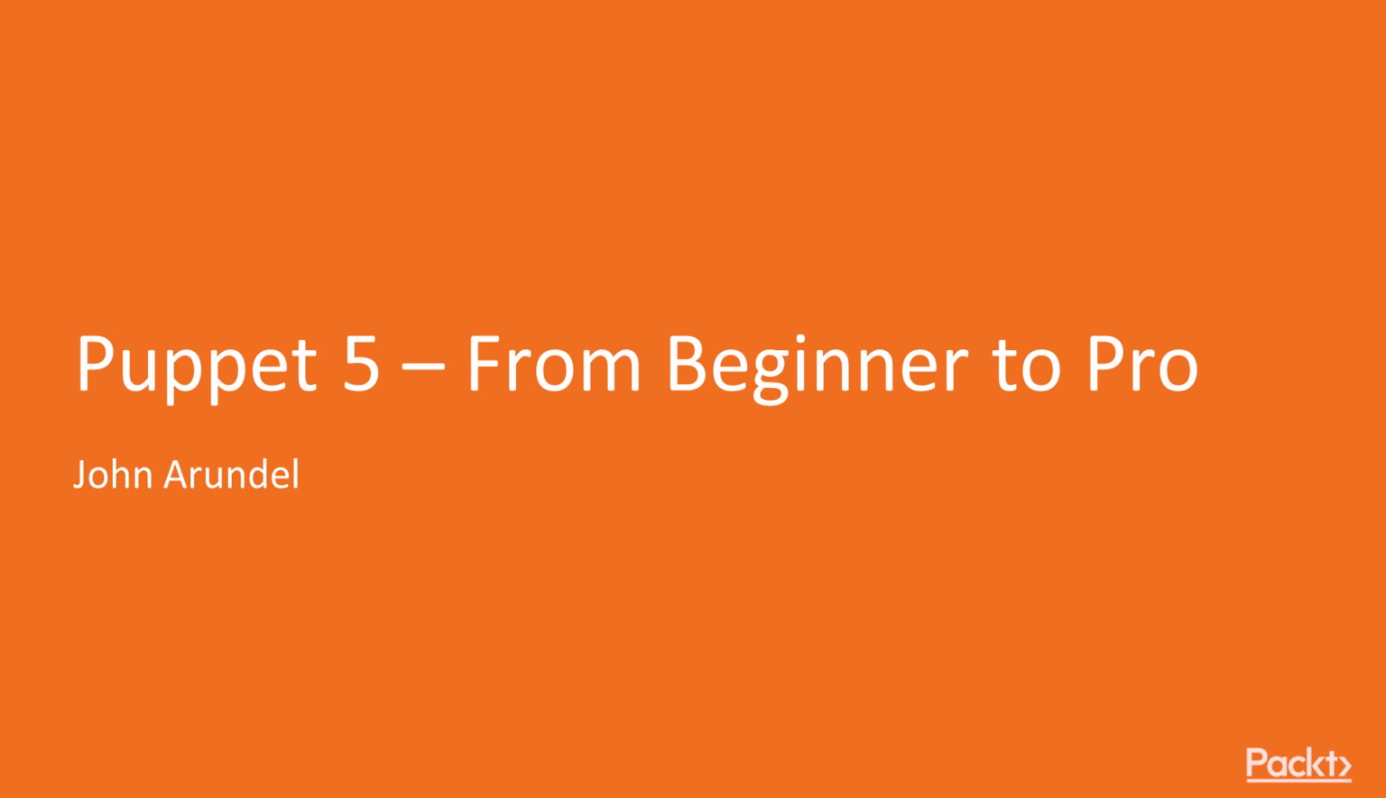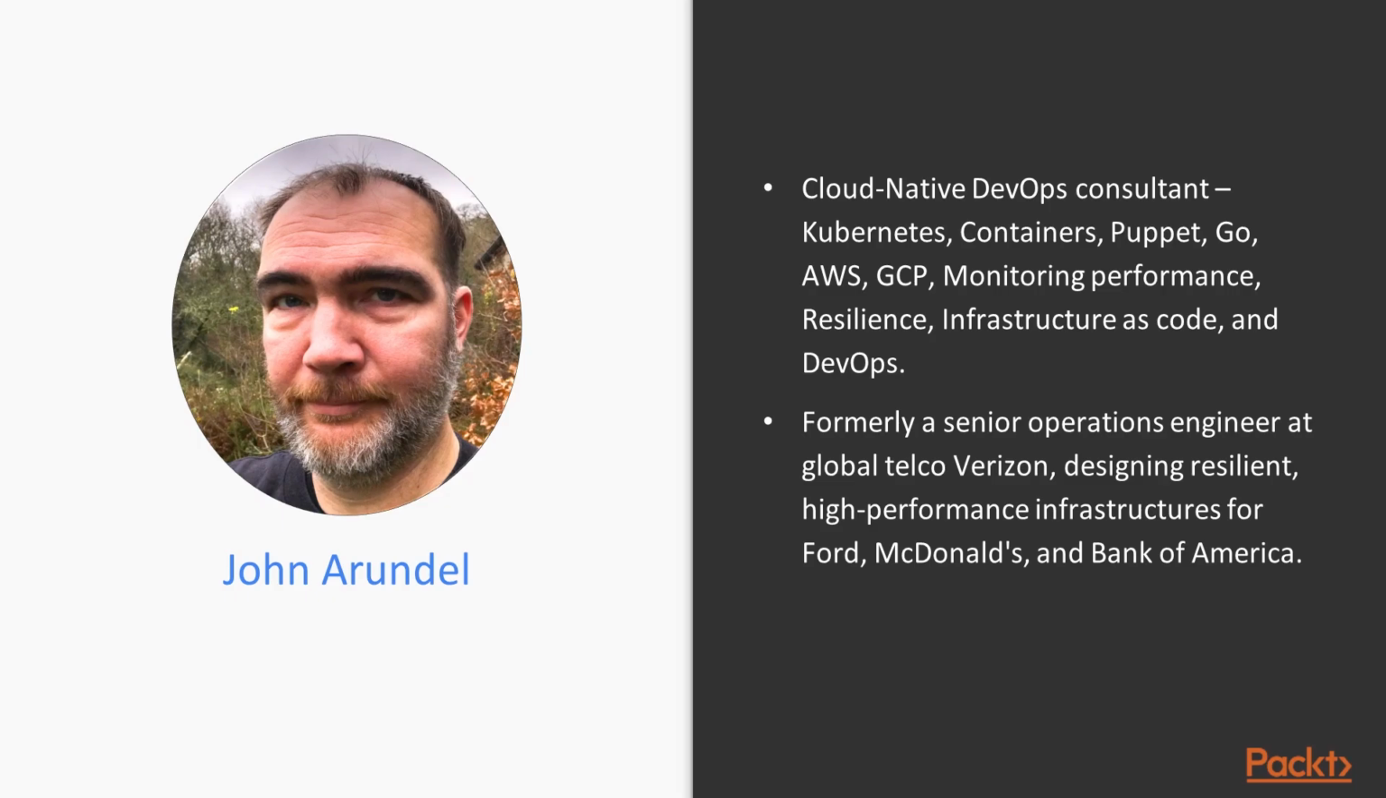Before we get started with Puppet, here are some things you'd like to know about John. He's a cloud-native DevOps consultant who helps with Kubernetes, containers, Puppet, Go, AWS, GCP, monitoring performance, resilience, infrastructure as code, and DevOps in all things. He helps people build world-class web operations teams and infrastructure.